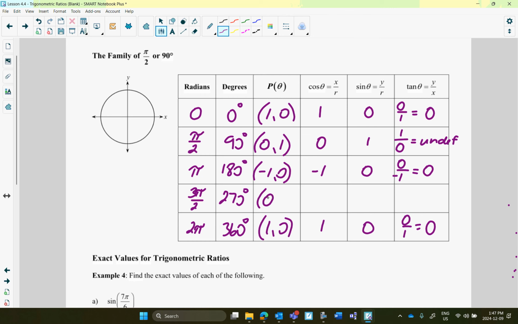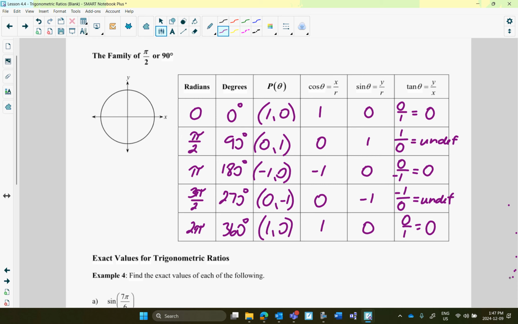This one is 0, -1. Therefore, the cos of 270 or 3 pi over 2 is 0. The sine is -1. And the tan, once again, is -1 divided by 0, which we can't do. So it is undefined.